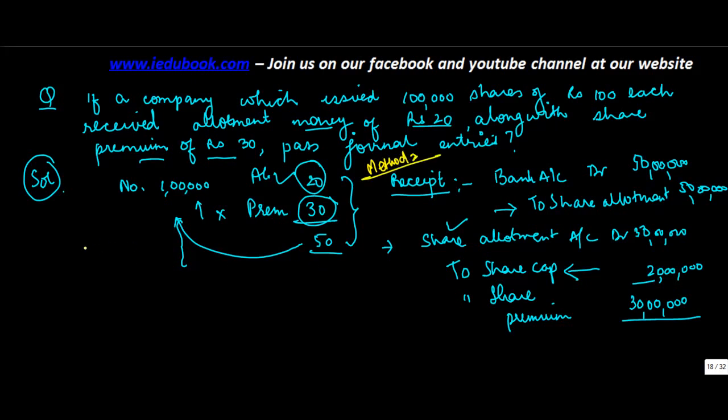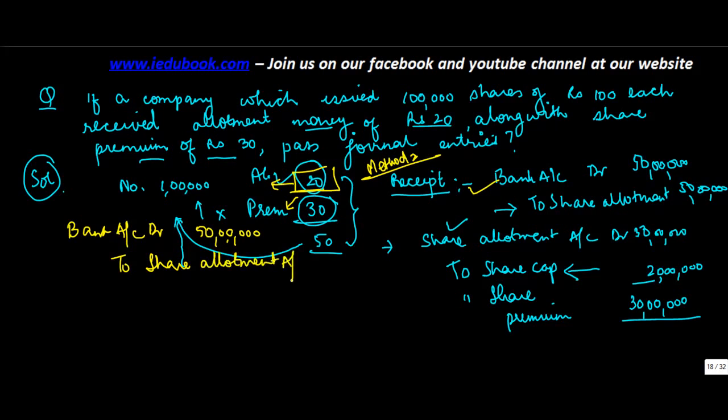Second method is, at this receipt stage itself, you just write bank account debit by the total money that you receive. Now this money represents what? It represents rupees 20 of the face value and 30 of the premium. So whatever pertains to the face value, that you can transfer to the share allotment account.